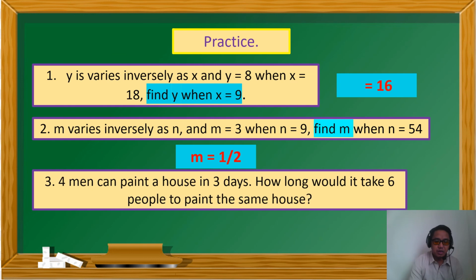Then the last one will be, if 4 men can paint a house in 3 days, how long would it take 6 people to paint the same house? Post muna. Yan. Siguro yan. Your answer should be 2 days.